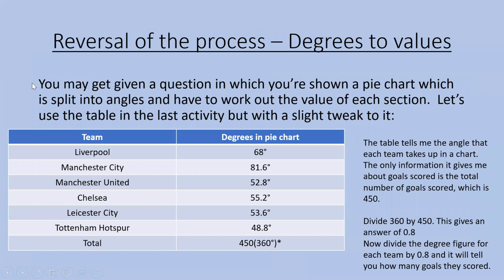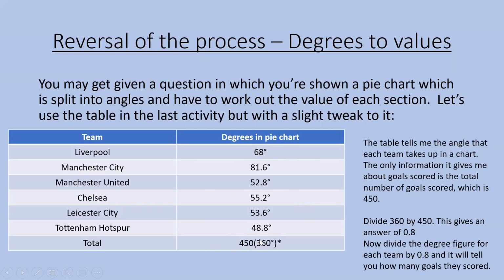Just to finish with, I'm just going to show you how that process can be reversed. You may get given a question in which you're shown a pie chart, which is split into angles, and you have to work out the value of each section. So I'm going to use the table in the last activity, but with a slight tweak to it. So we have the top 6 teams in the Premier League and the degrees within the pie chart that their goal tallies took up, but it doesn't tell us how many goals each team scored.